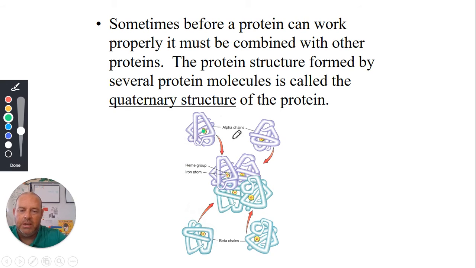So there's a protein here, there's a protein here, protein here, protein here. And when you put them all together, then you see how all four of them have come together. That is a quaternary structure, when there's interaction between multiple proteins, okay? And this has to happen. Some of them won't work by themselves. They have to work as a team.